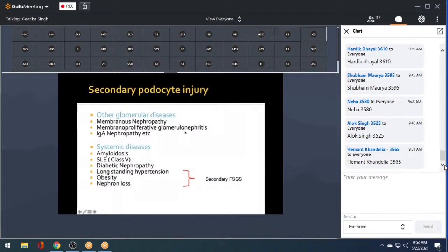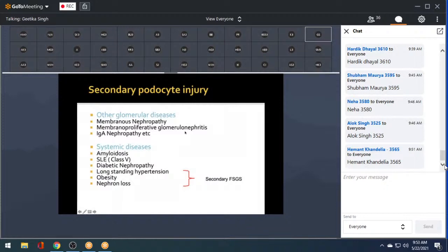Okay. Then MPGN. Even in MPGN, if you do the EM, you will see podocyte effacement. Although, of course, there will be a lot of deposits, which could be subendothelial, intramembranous, etc. IgA nephropathy. And I put an etc. there because all types of glomerular diseases ultimately will result in some level of secondary podocyte injury.